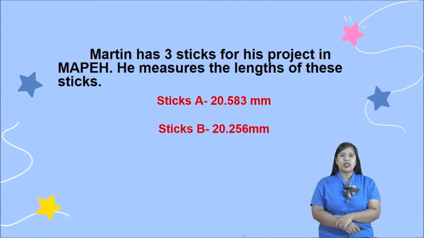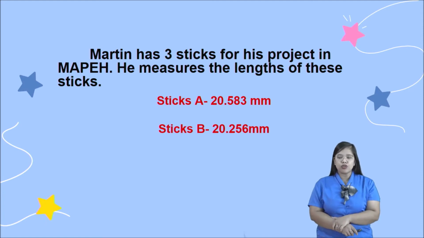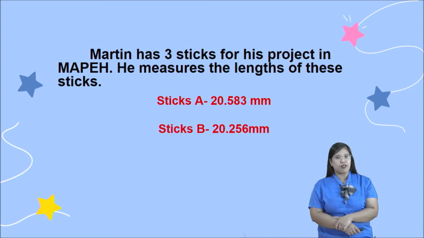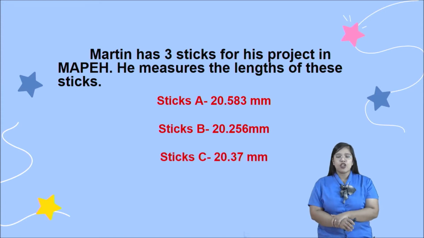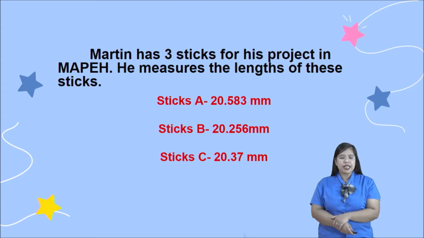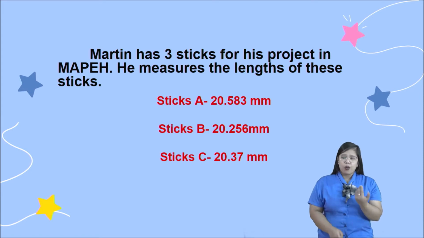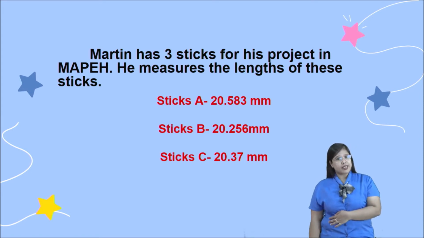Stick B is 20.256 millimeters. Stick C is 20.37 millimeters. Which stick is the longest? Kindly guess it. Do you have any guess? Okay. Which stick is the shortest?